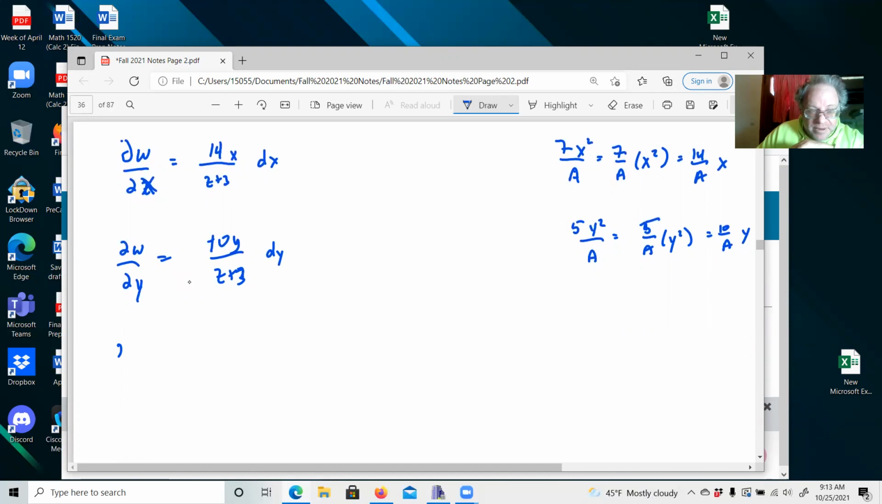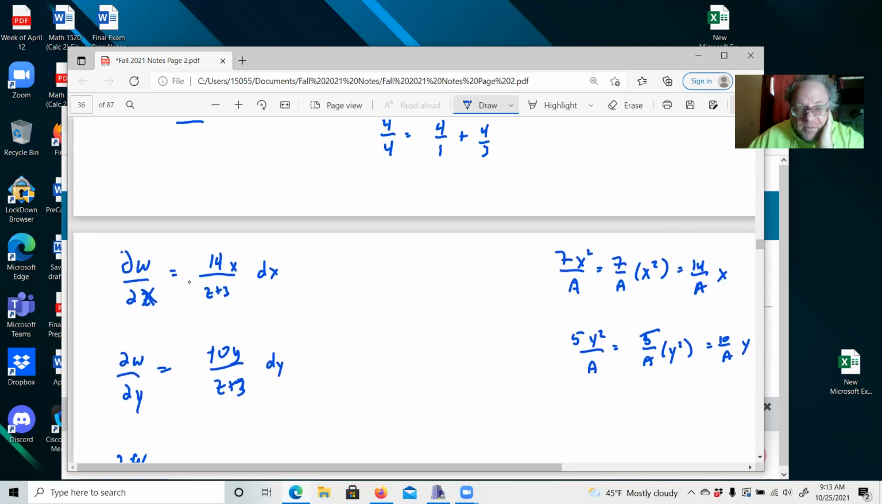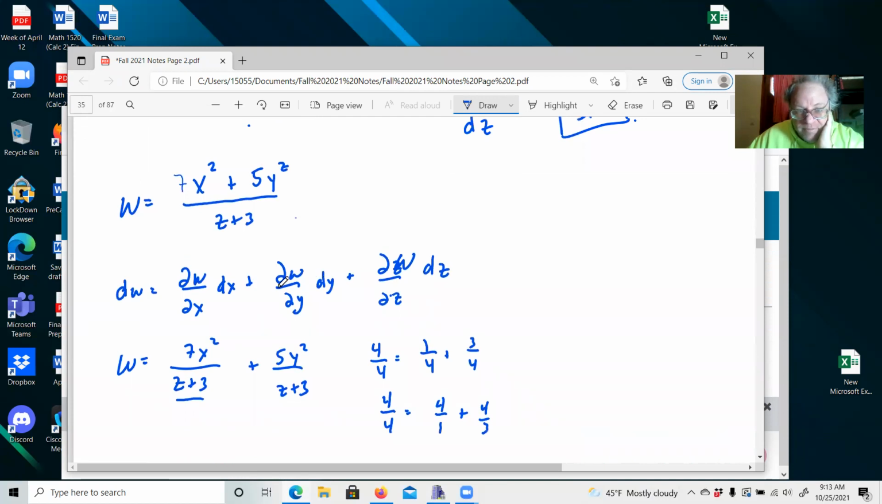And then we need dw over partial of z. So this is going to be a little bit more complicated. I'm going to go back to my original thought here, my original problem.